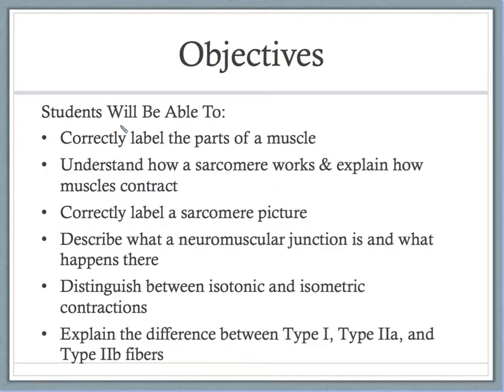But here we go. So objectives. In this section, we're going to correctly label the parts of a muscle. So there's different parts. We're going to be able to name those. We're going to understand how a sarcomere works and explain how muscles contract. And then you will be able to correctly label a sarcomere picture. The next three are going to be on the next video. So that's where we're going today.